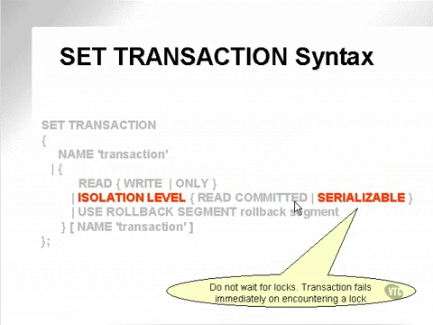Serializable is a different form. Person B will not wait for locks, it will not wait for release of locks or commit or anything, it will simply abort the transaction.